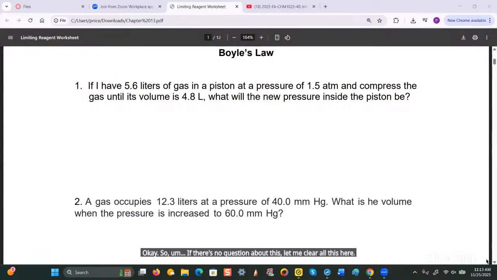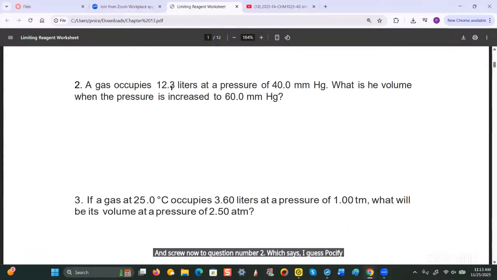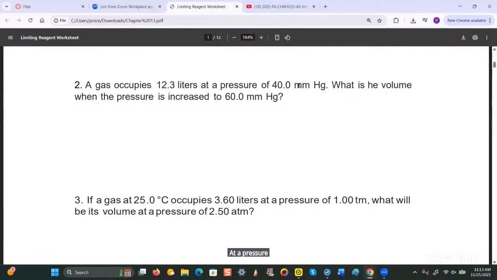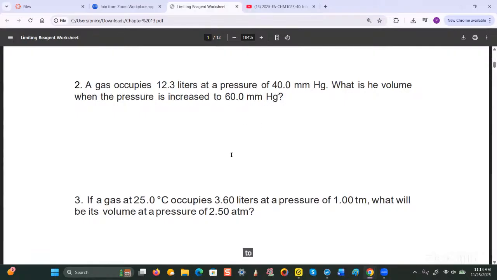to question number 2, which says, a gas occupies 12.3 liters at a pressure of 40.0 millimeters mercury. What is the volume when the pressure is increased to 60.0 millimeters mercury? So again, you'll be using the same equation, P1 V1 is equal to P2 V2.